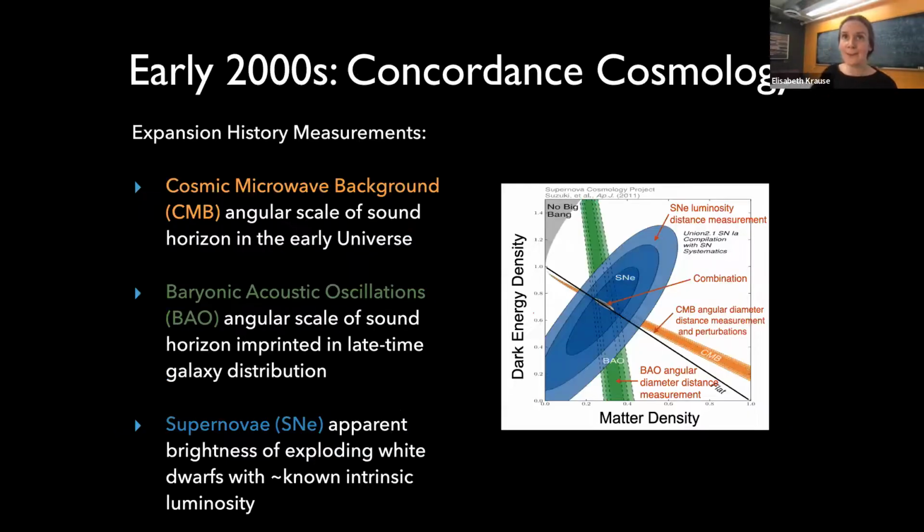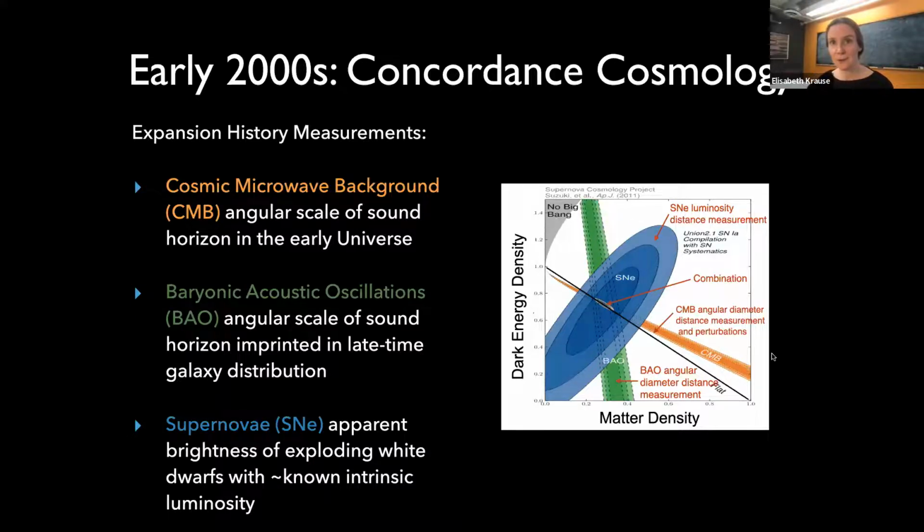In the early 2000s, there was this beautiful concordance cosmology, where we had measurements from the cosmic microwave background, shown in orange on the plot on the right-hand side, that shows constraints on matter density versus dark energy density, measuring the angular scale of the sound horizon in the early universe, and telling us that the universe is spatially very close to flat.